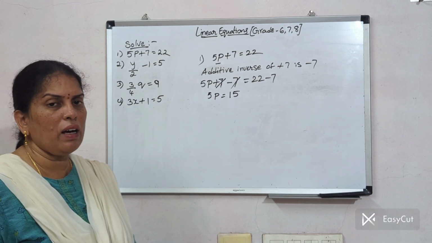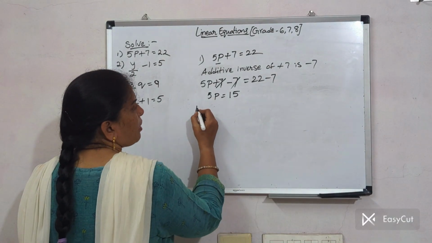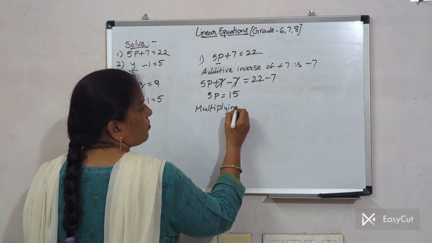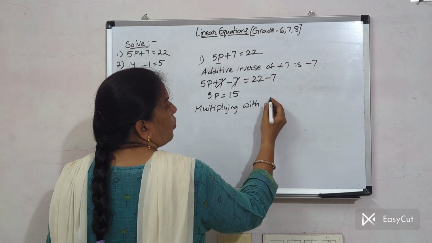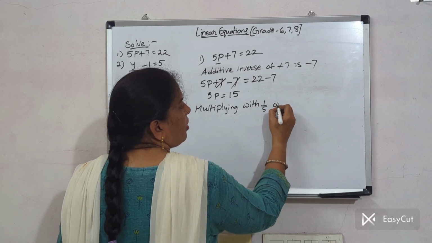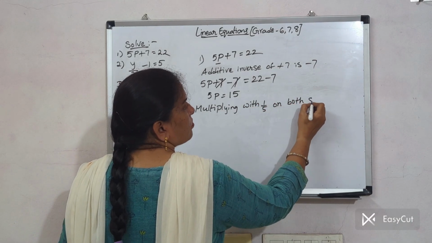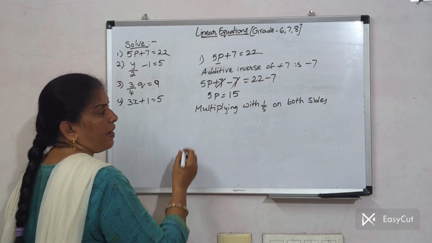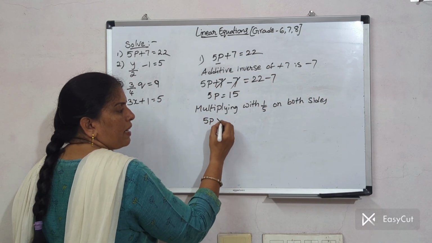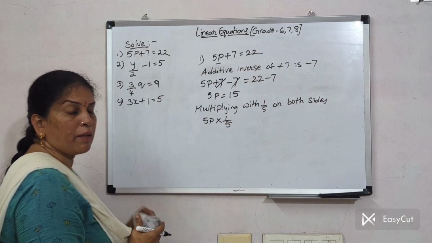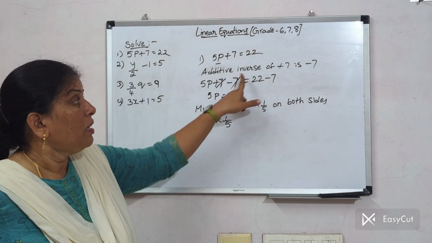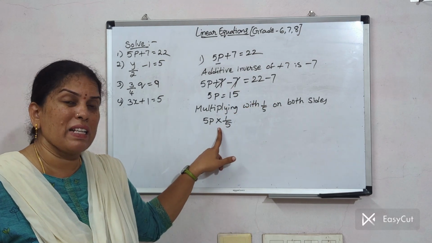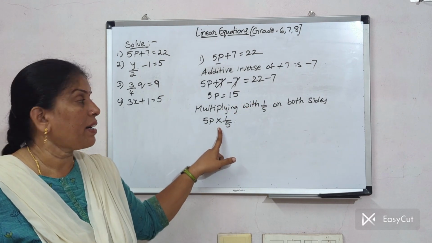All of you understood, ma? 5p multiplying with 1 by 5 on both sides. See here, 5p I am multiplying with 1 by 5. Why am I multiplying here? You can have a doubt. Here you wrote minus 7 on both sides. Why can't you write minus 1 by 7? No, we should not write here.